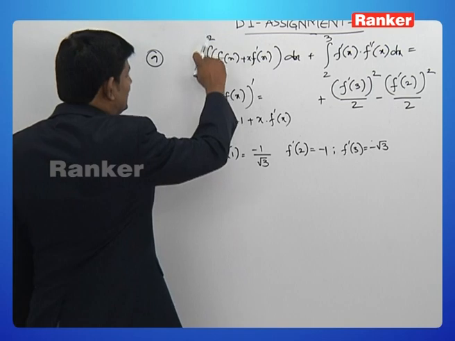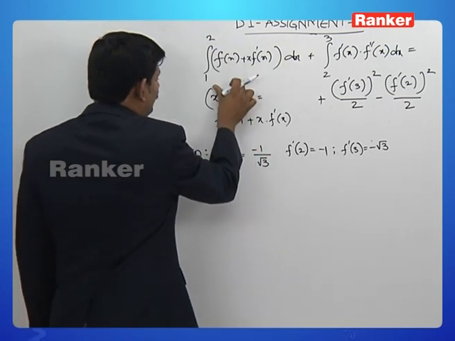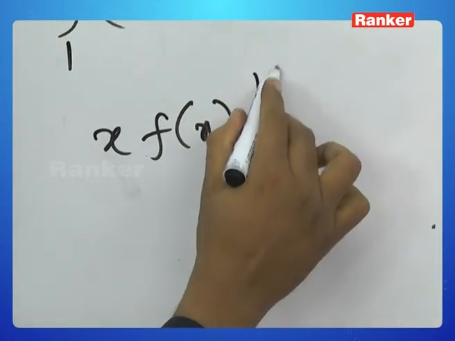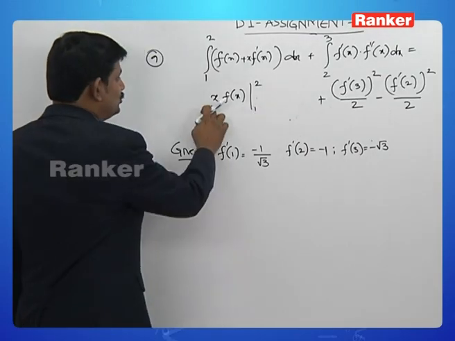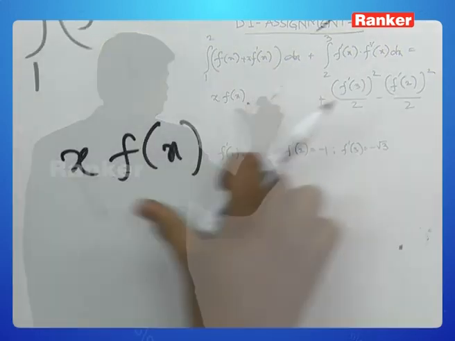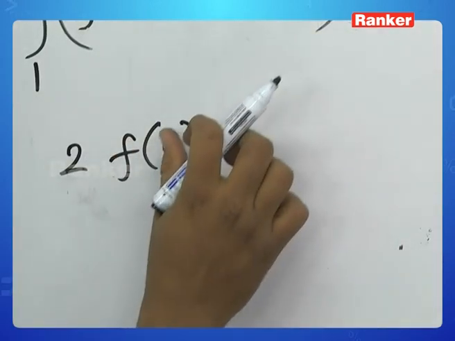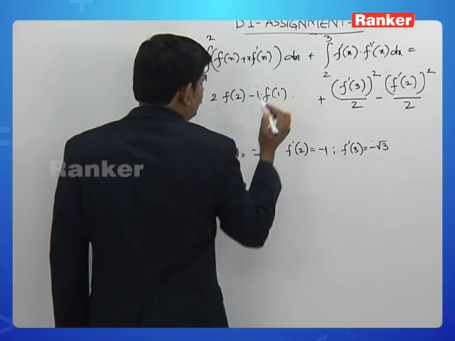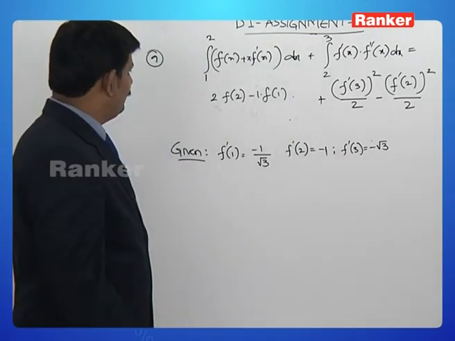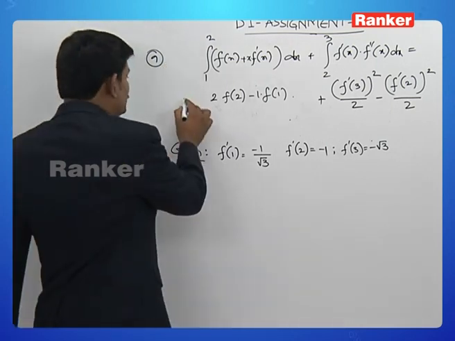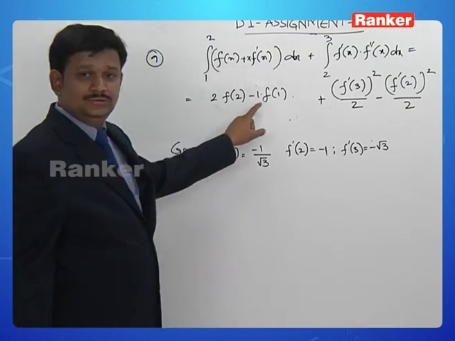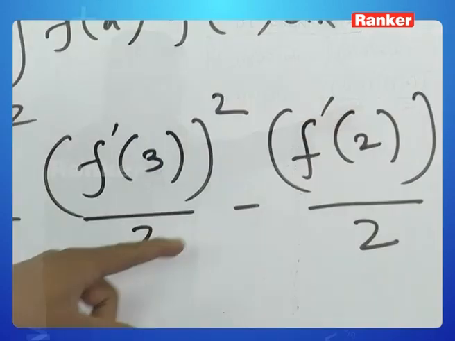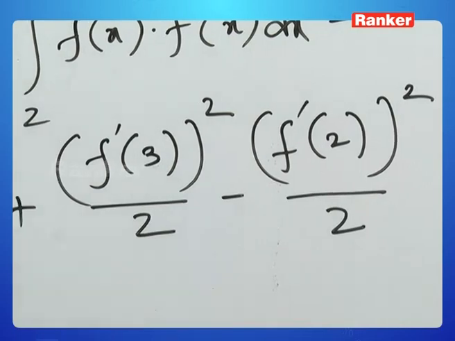So, f of x plus x into f dash of x is nothing but the derivative of x into f of x. So, its integral will become x into f of x within limits 1 to 2, which is 2 into f of 2 minus 1 into f of 1. So, this integral in value is equal to 2 into f of 2 minus f of 1 plus f dash 3 whole square by 2 minus f dash 2 whole square by 2.